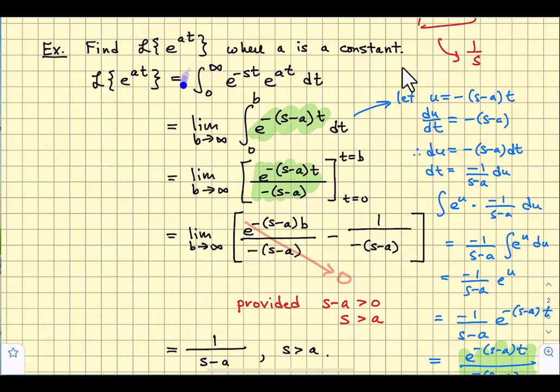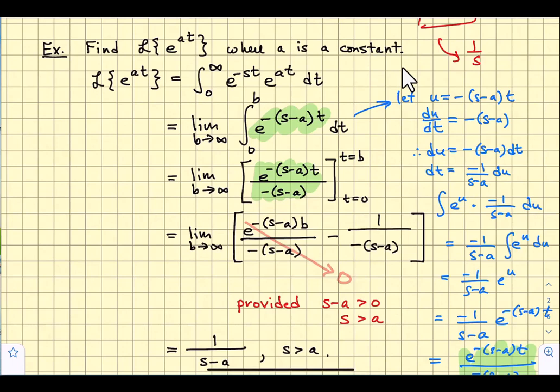We're going to rewrite this improper integral as a limit of proper integrals. And we'll go ahead and do a little algebra and combine the integrand to get this. And now we need to compute this proper integral. To do so, you could either do it mentally or you could do a little baby u substitution. So if u is minus quantity s minus a times t, then my du is minus quantity s minus a dt. So then I solve for my dt.